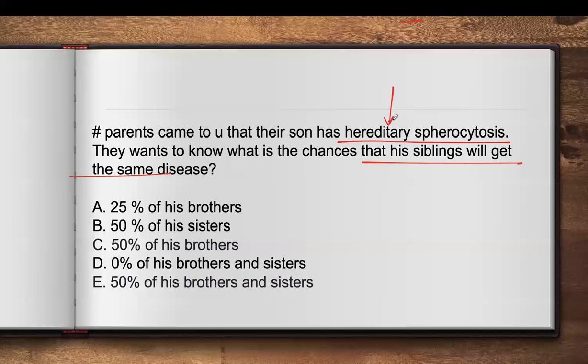So first of all, we need to know hereditary spherocytosis. What is the genetic inheritance? Is it autosomal dominant? Is it autosomal recessive? Is it X-linked? What is it? It's an autosomal dominant disease.